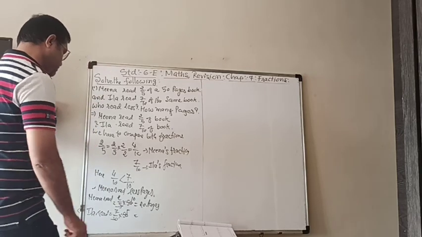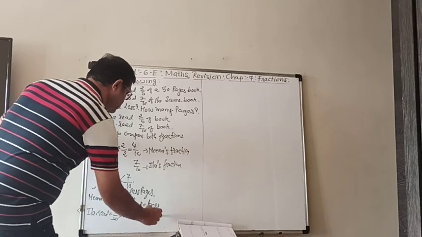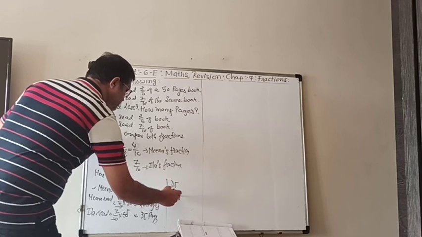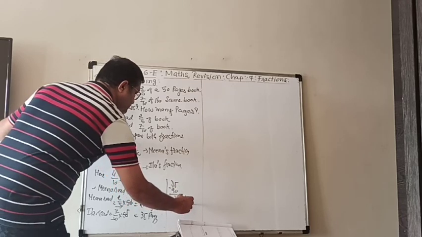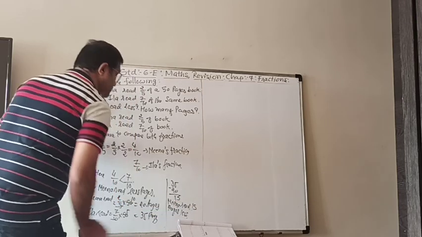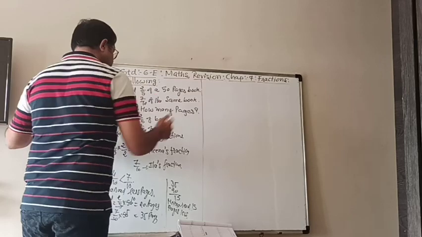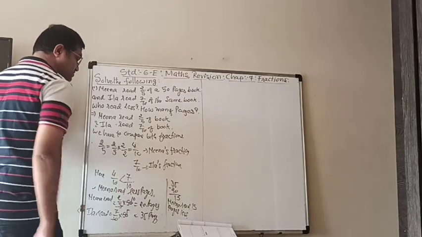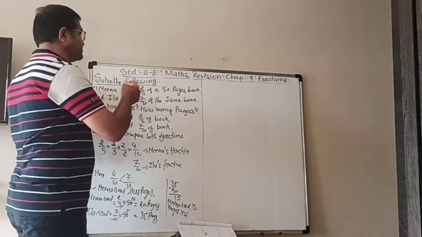So 7 5s are 35 pages. So now 35 minus 20, 15. So Meena read 15 pages less. You can do this directly also, but as we learn the fractions, therefore we have to compare by this method only, not directly. But they ask last how many pages, and then we have to do this. Otherwise, it was not necessary.